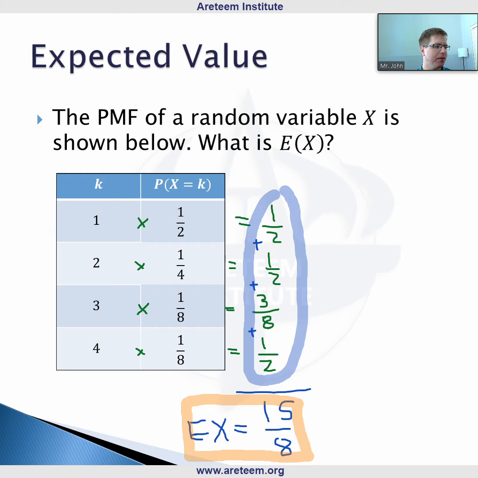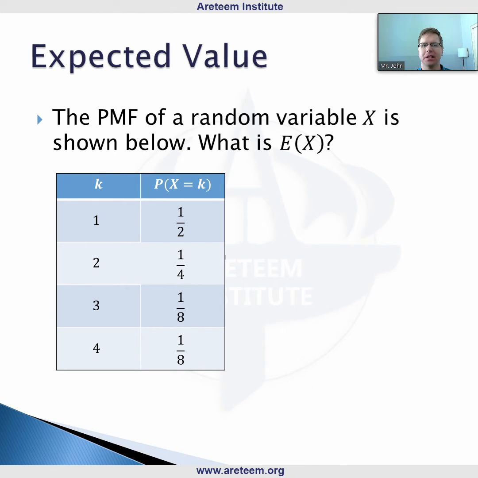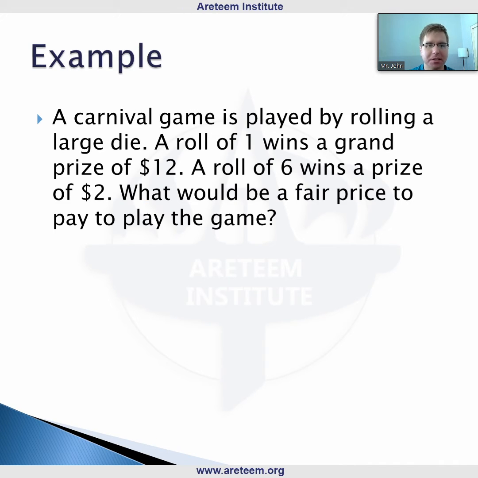Now let's look at one final example. This is a made-up example, but is a little closer to something you might see in the real world. Let's say we have a carnival game, and you roll a large die, 1 through 6, a fair die. If you get a 1, you win a grand prize of $12. Let me start keeping track of the different probabilities of what could happen, which will be a PMF.